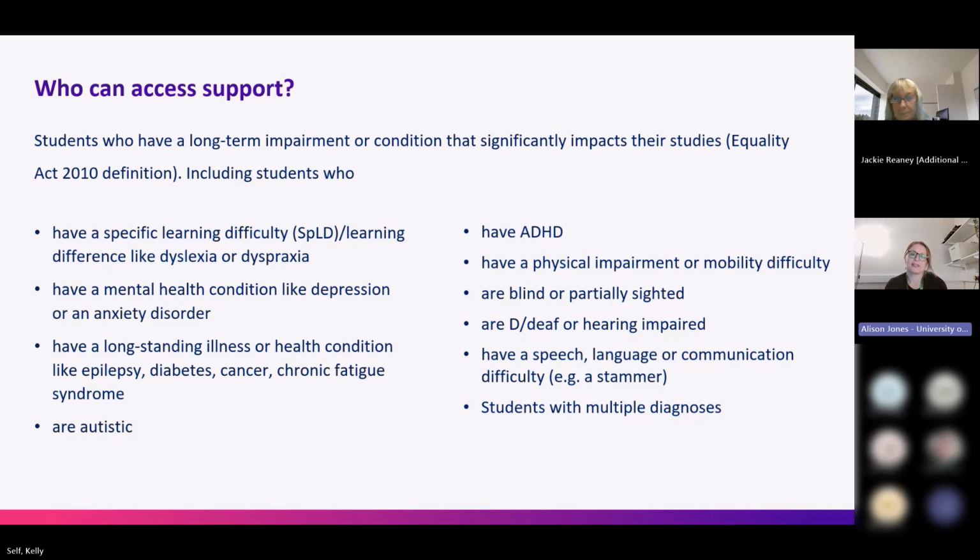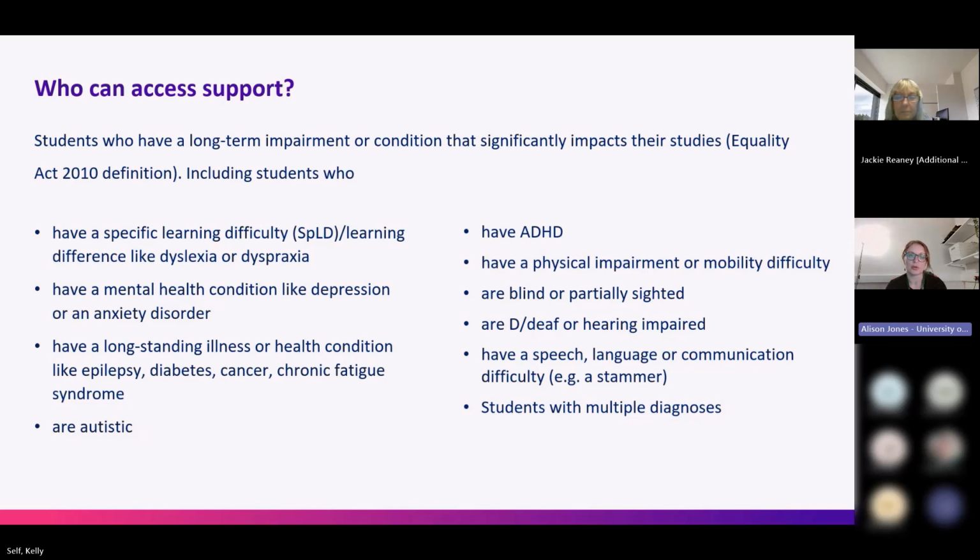Okay, so this just gives a little bit more context in terms of which students are eligible to access a university's disability service. So Jackie's already referred to some of this already, but essentially we use the Equality Act definition of disability. So students who have a long-term impairment or condition that significantly impacts on their studies are likely to be able to access the disability service. So the term disability is much broader than a lot of students might first realise.